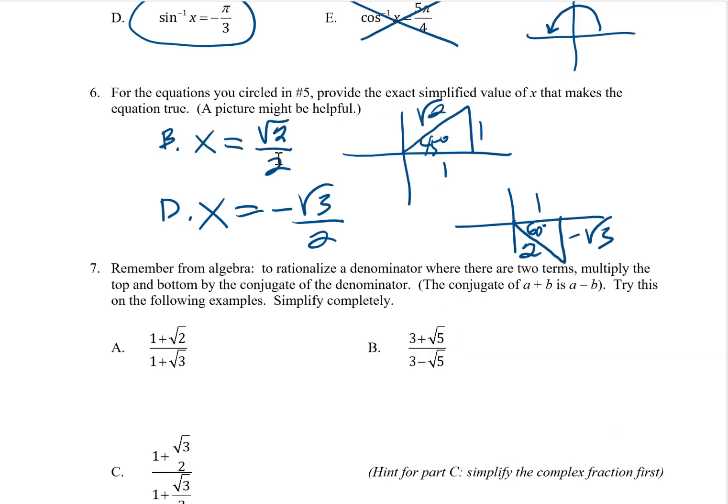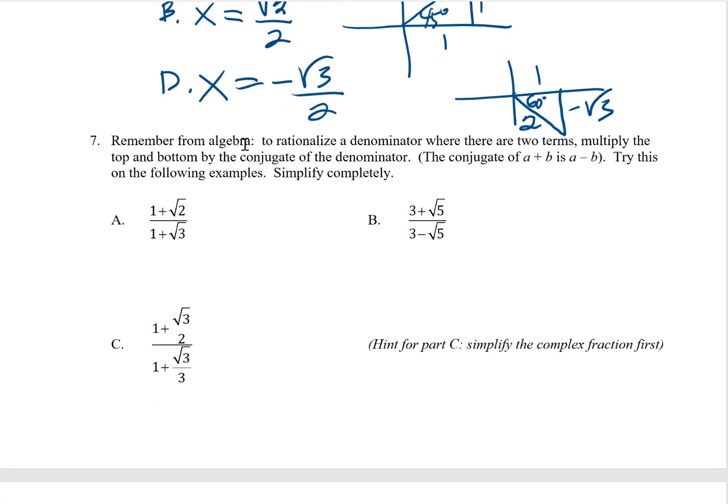And then number 7 is a bit of algebra review. How do you rationalize the denominator when there are two terms? Well, there's a trick. It's called multiply by the conjugate. Conjugate just means change the sign in the middle. So the trick here is, if you want to get rid of that square root on the bottom, multiply the bottom that you have now by its conjugate. So change the sign. That would be 1 minus root 3. Of course, if you do that on the bottom, you have to do that on the top as well.